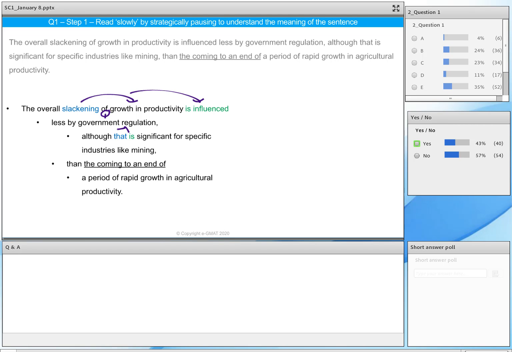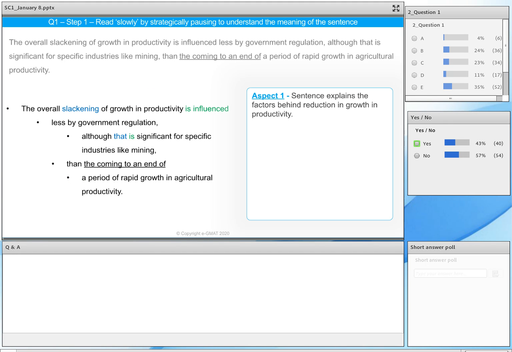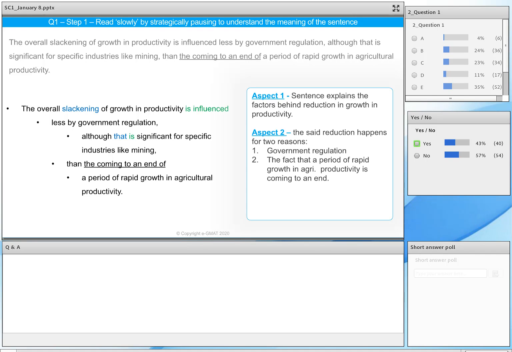Then the coming to an end of, so this is my second piece, this coming to an end of the period, sorry for the messy annotations, that's reason 2, the period of rapid growth in agriculture productivity. Okay, so the meaning is pretty straightforward. We can pull all of these probing question answers into key aspects. The sentence explains the factors behind the reduction in growth and productivity. The second aspect or main idea of the sentence is that the said reduction happens for 2 reasons: government regulation, we marked those up, and the fact that the period of rapid growth in agriculture is coming to an end. And the third thing is the comparison is stated, right?